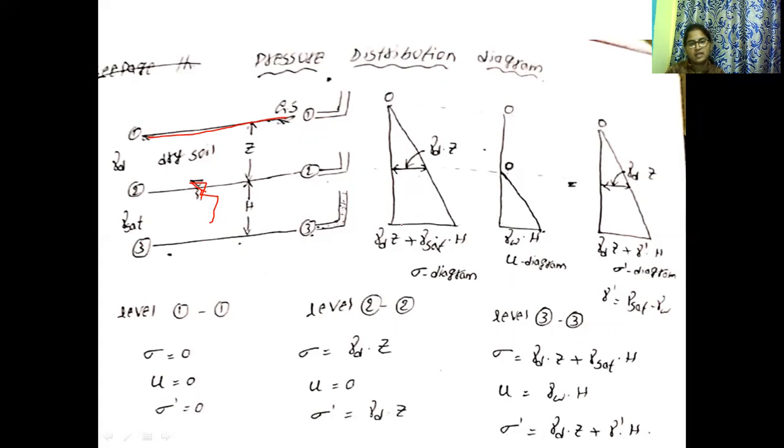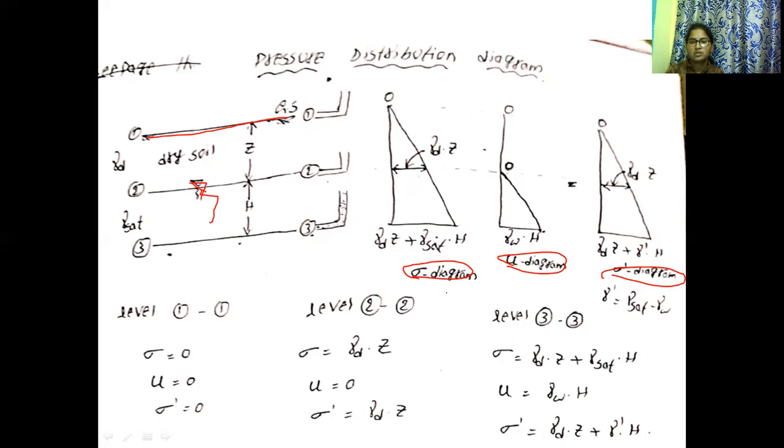Now, how to draw the total, neutral and effective stress diagrams? The first one is the total stress diagram. The second one is the neutral stress or pore water pressure diagram. And the third one is the effective stress diagram. How to draw these three diagrams? First, the total stress sigma. What is the equation?